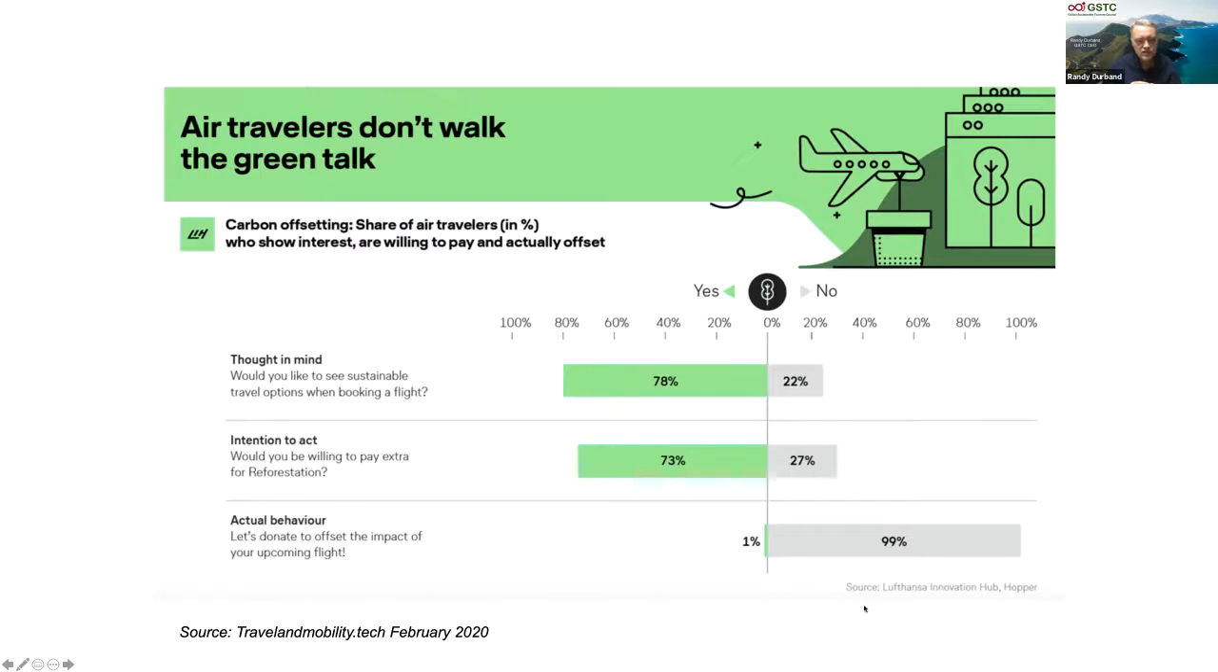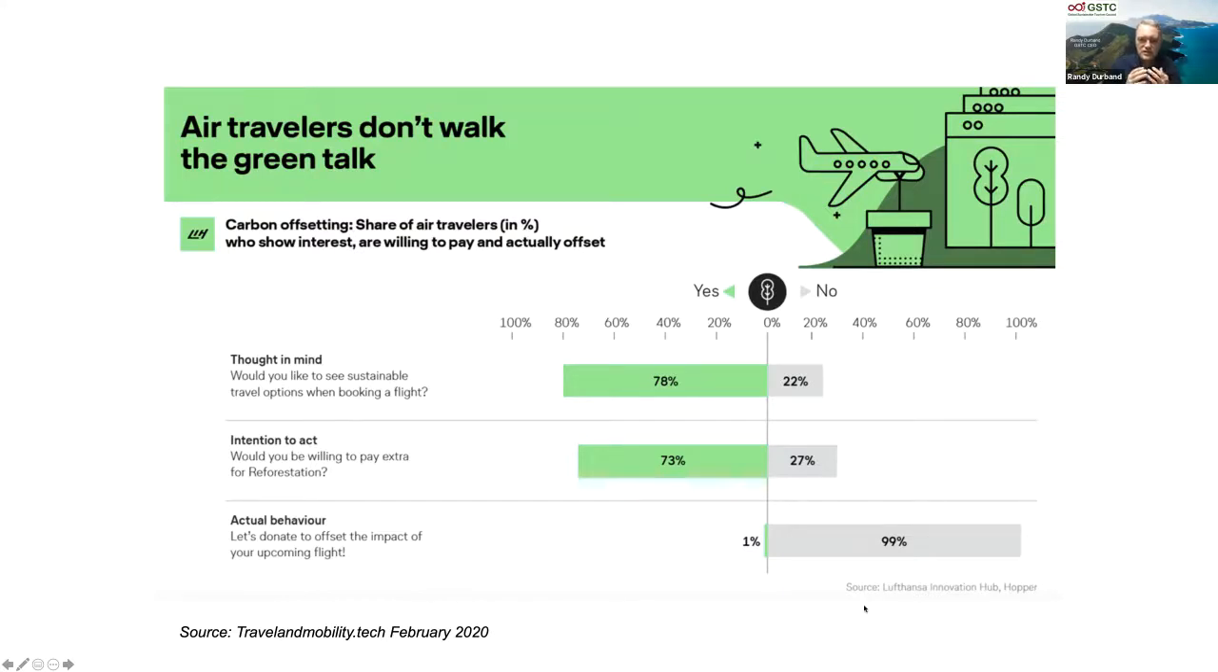Lufthansa Airlines, the great German carrier, has done a great deal of market research, and they ask their travelers, would you like to see sustainable travel options when you book a flight with us? 78% said yes. Would you be willing to pay extra for reforestation? 73% said yes. So Lufthansa looked at those numbers and made it easy on their website at point of purchase, at time of booking, that the traveler can choose to pay a small fee to offset the impact of their flight, and only 1% do it.